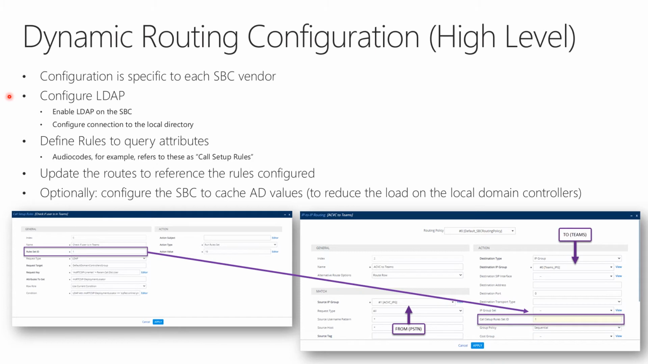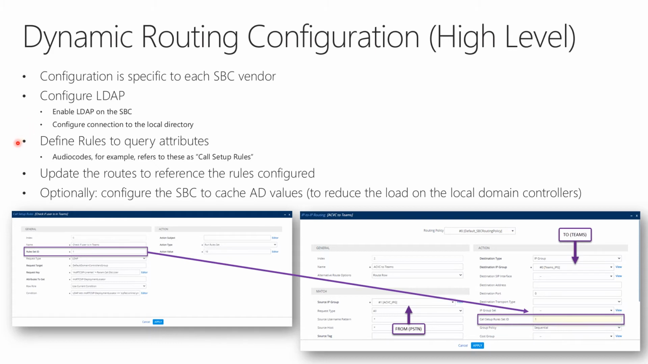We configure LDAP first, right? So we go into the SBC and we turn on the LDAP function. Oftentimes this is disabled by default. We turn on the LDAP function, and we then configure a connection to the local directory. This is done often by, for example, on AudioCodes, we configure an LDAP server group, and inside of that server group, I can configure an LDAP server. This tells me what the name of the domain controller is, what base context I'm going to use, the base DN, and so on and so forth. It basically tells us how to connect via LDAP to your domain controller.